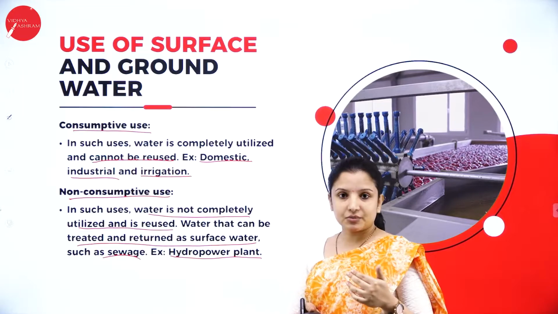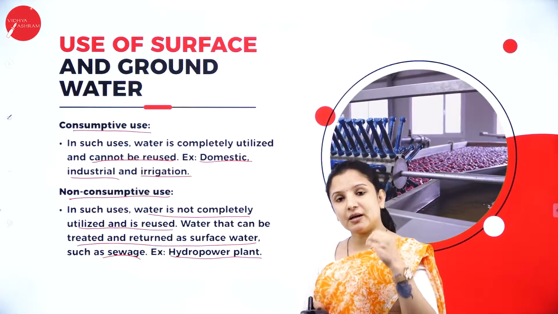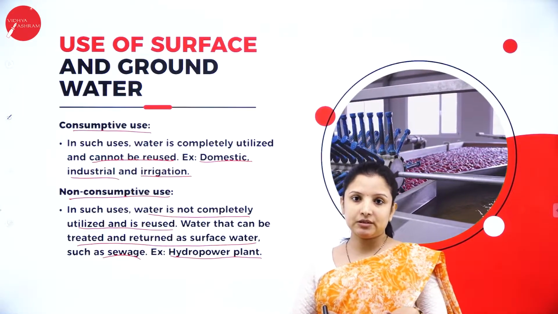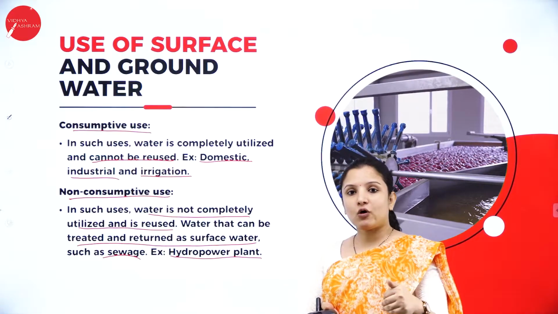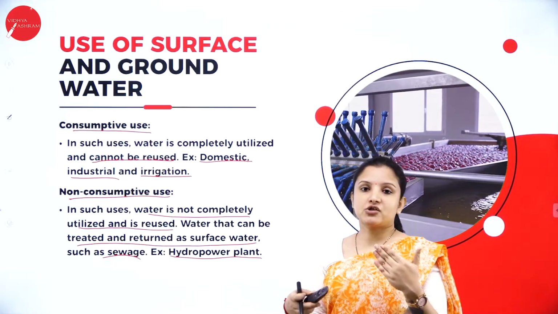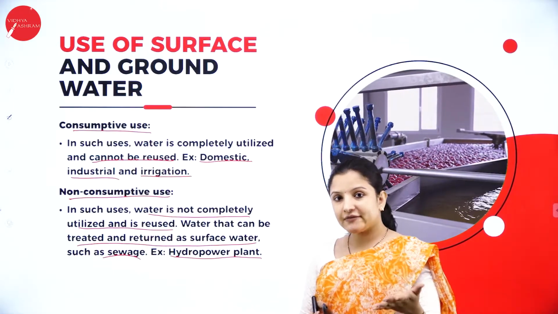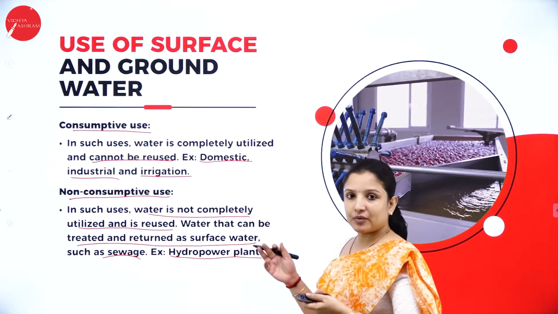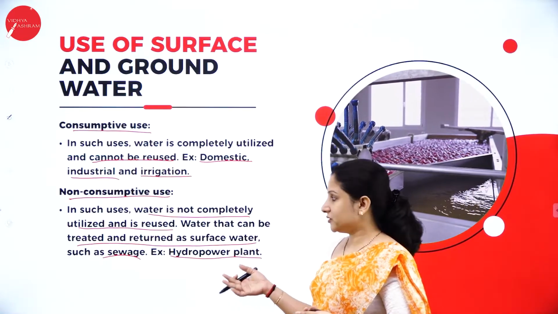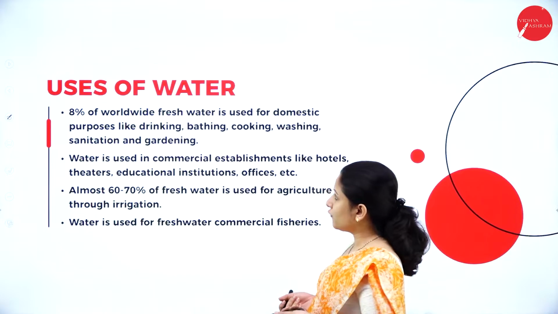Next is non-consumptive use, where water is utilized for the purpose. For example, in a hydroelectric plant, but that used water you can again replenish, recycle through sewage treatment, and again utilize it for domestic purposes and various other purposes. So that is non-consumptive use of water.